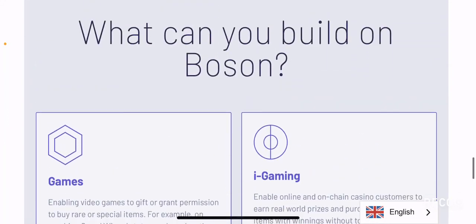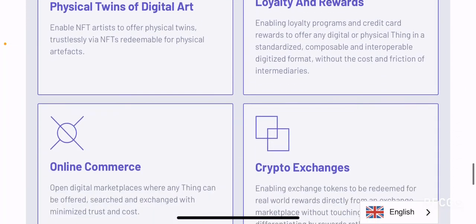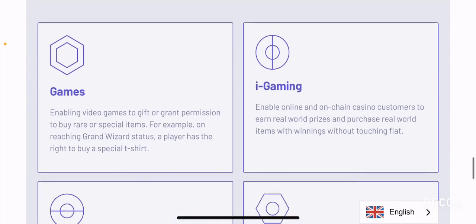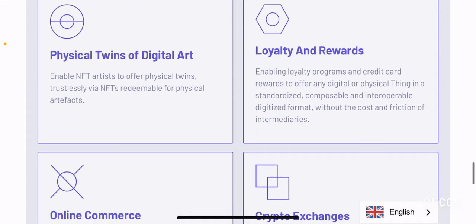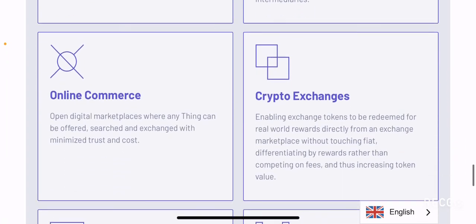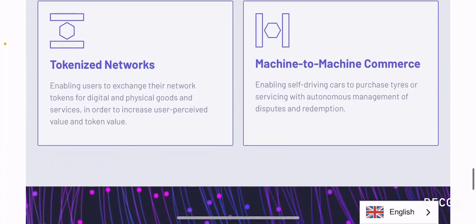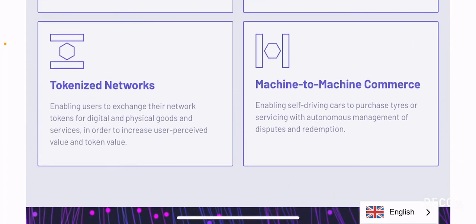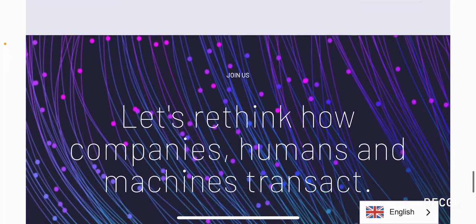What can you build on Bosons? You can basically build several things on Bosons. I'm going to quickly cover the headings alone. If you see, you can build games, you can build iGaming, you can do physical twins of digital art, loyalty and rewards, online commerce, crypto exchanges, tokenized networks, as well as machine-to-machine commerce, right? Very vibrant use cases for Boson protocol.